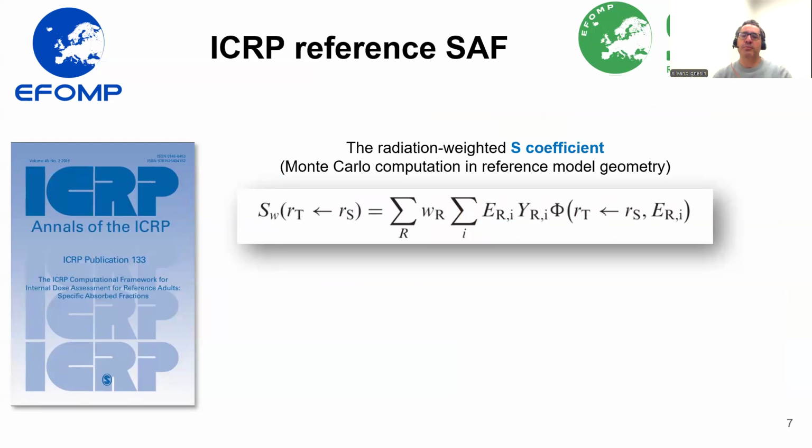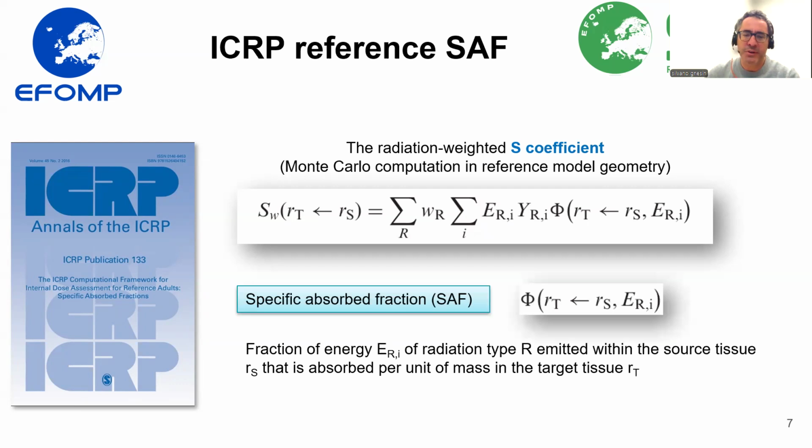ICRP also provides standard SAF, specific absorption fractions, that are listed in ICRP Publication 133. They enter the formula of the S coefficients, which are computed with Monte Carlo in the reference model geometry also provided by ICRP. As you can see, the specific absorption fraction takes into account the fraction of energy of radiation type R, emitted within a source tissue RS, that is absorbed per unit of mass in a target tissue RT.